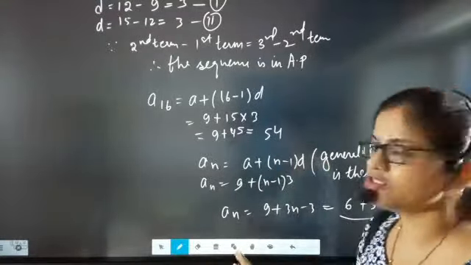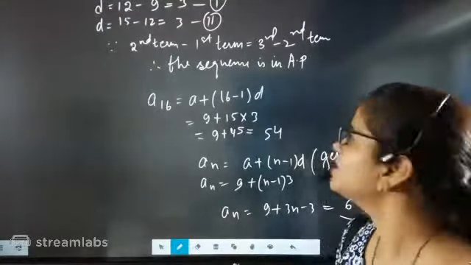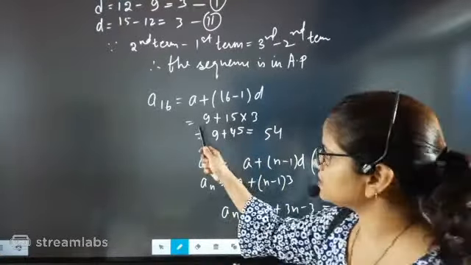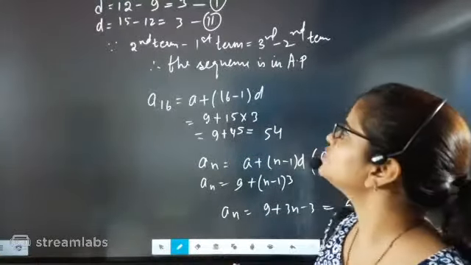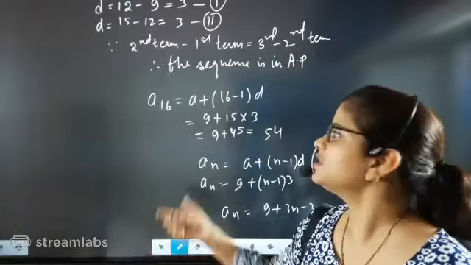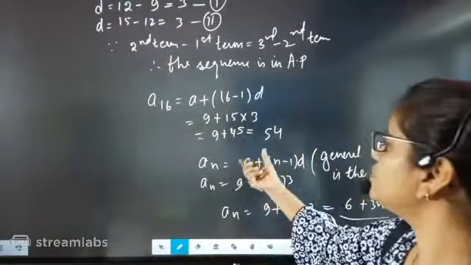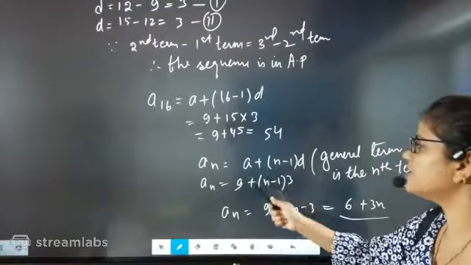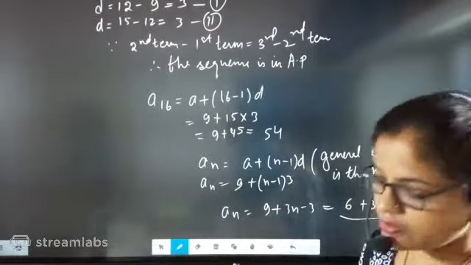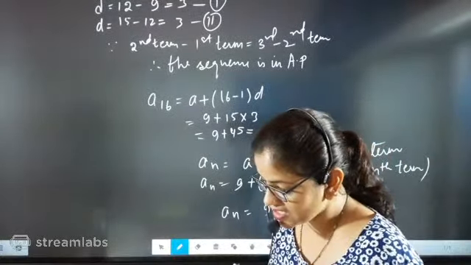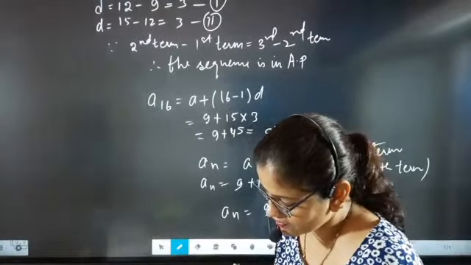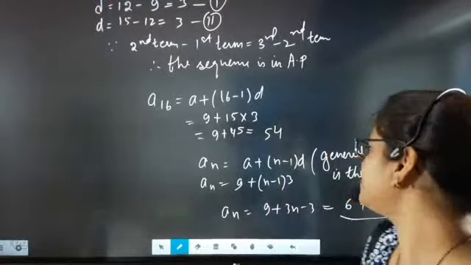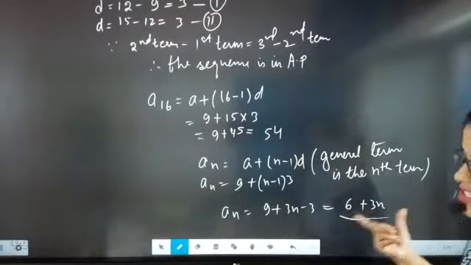So I hope you have understood now, beta, how to find the general term. Exactly what you have done here: first, you checked that it is in AP or not. Then you got the 16th term. Then you got the nth term. What is the nth term formula? The nth term formula is a plus (n minus 1) into d. Okay, very good. AP 16th term 54, nth term is 6 plus 3n. Absolutely correct, beta.